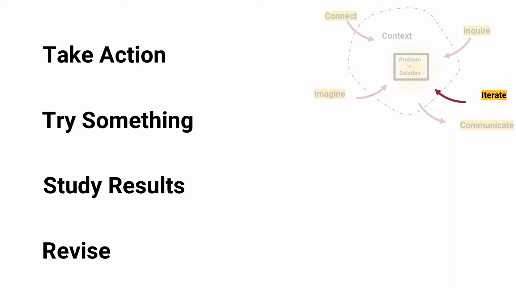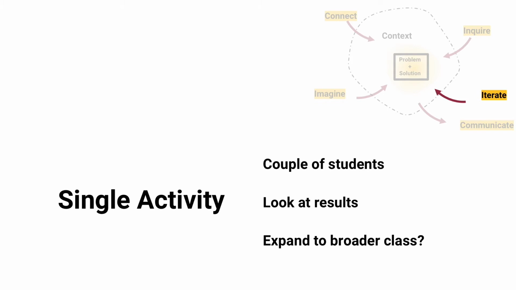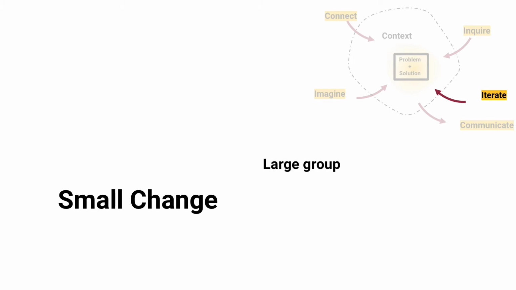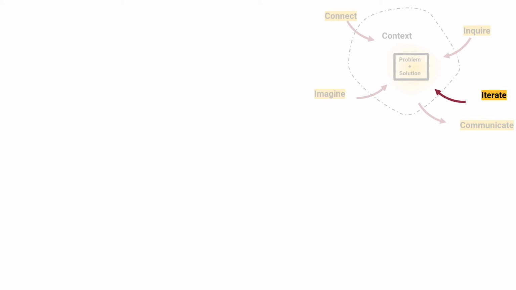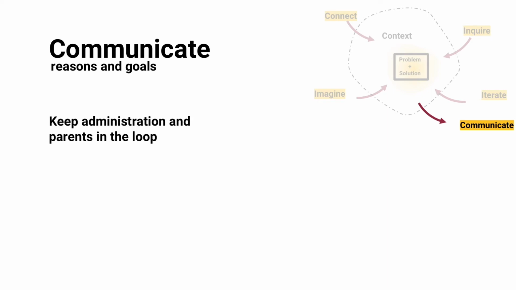For example, we might start with designing a single activity and test it out with a small number of students. The results of that would determine whether or not we expand it to the broader class. Or we could try a small change with the entire group to work out any challenges that might come up as we plan out a broader vision. As we iterate and try and test our ideas out, it's important to communicate the reasons and the goals that are driving these changes. This may mean keeping administration and parents in the loop, as well as sharing work with other teachers so they can learn from it.